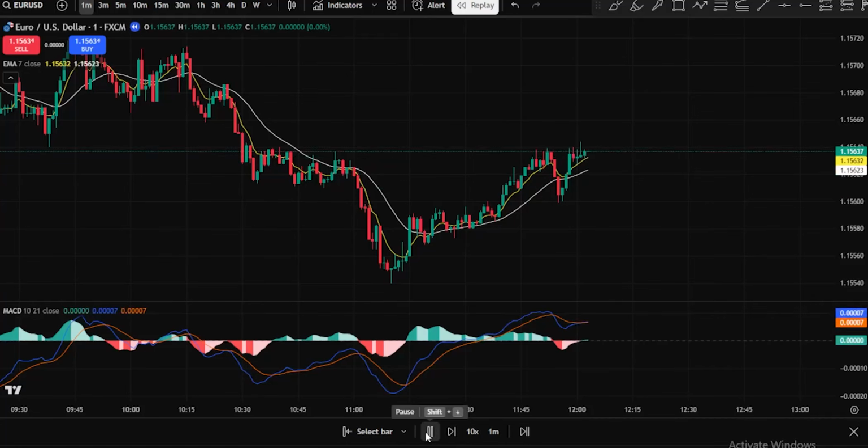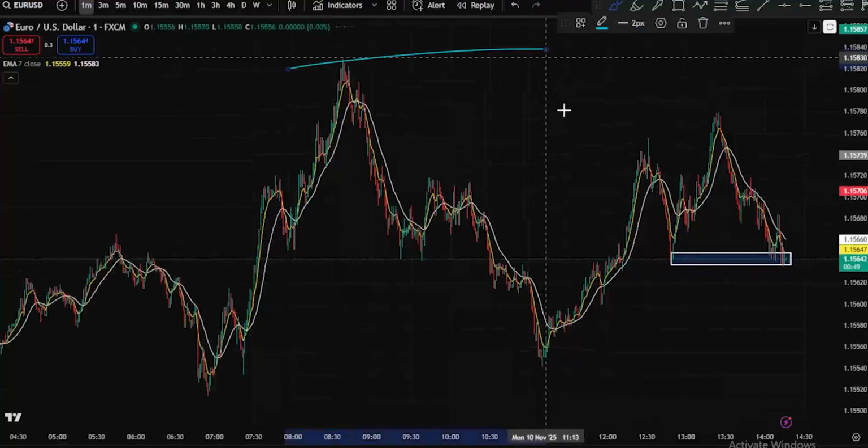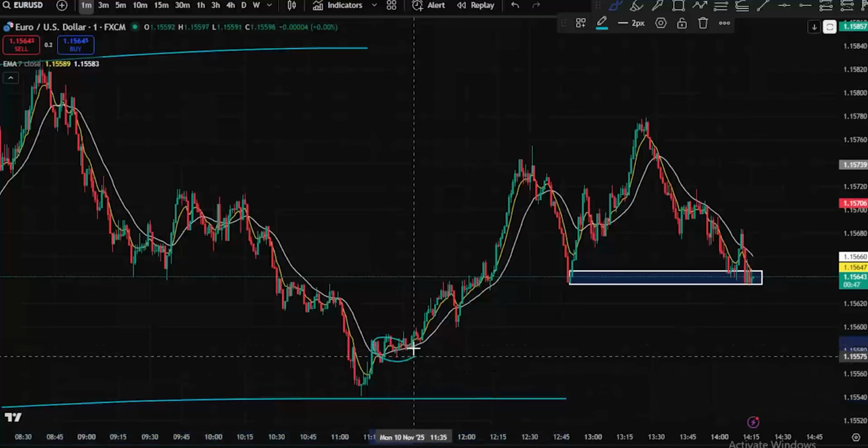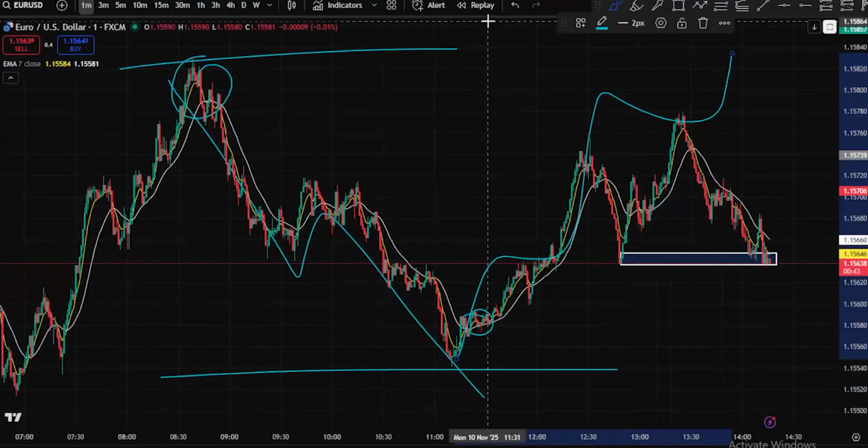2 EMAs and an advanced but killer-accurate MACD. This strange combination makes 4 out of 5 trades accurate. Let me give you a general overview of this strategy first.